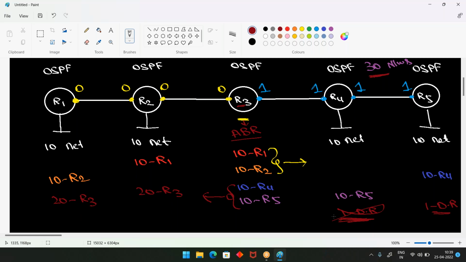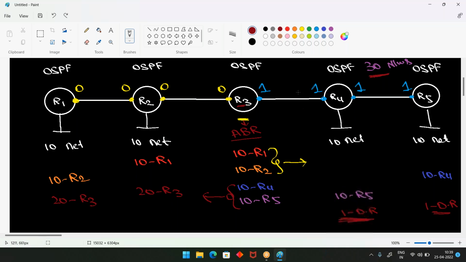But between multiple areas, we can propagate like this, guys. We can propagate one default route. Instead of these 20 networks, I can tell this router, which is called the ABR router, not to share these 20 networks to area 1. Let's share only one default route to the R4 router and R5 router. So the ABR will do the same thing.